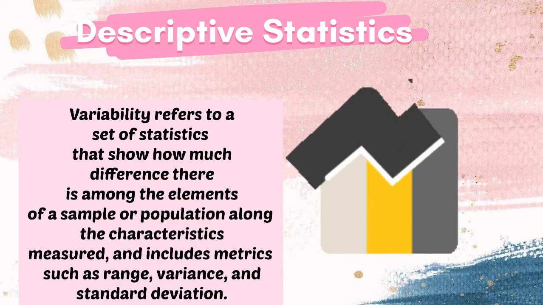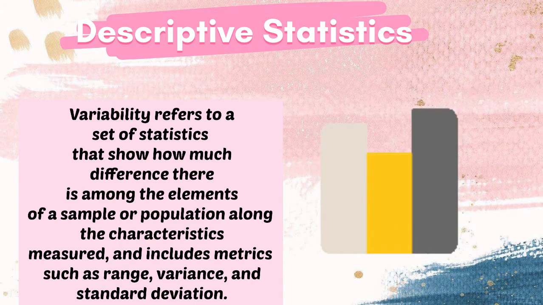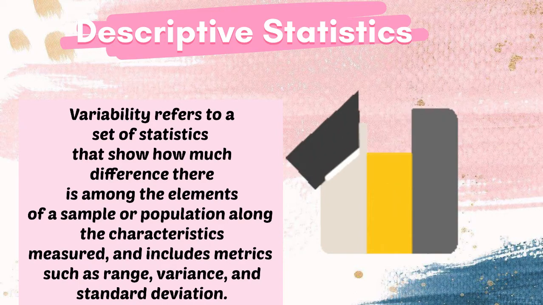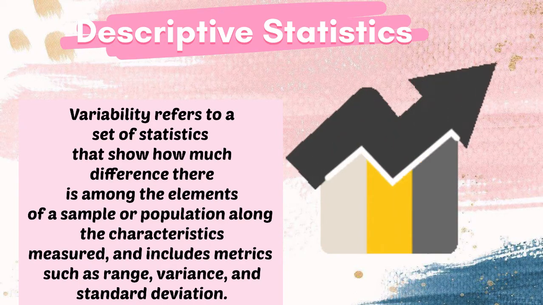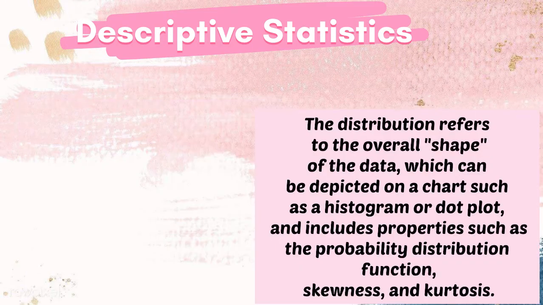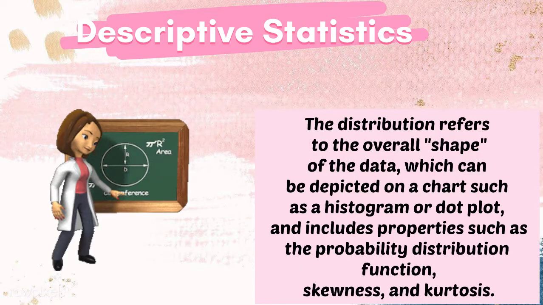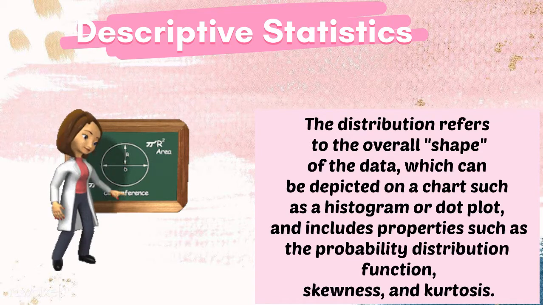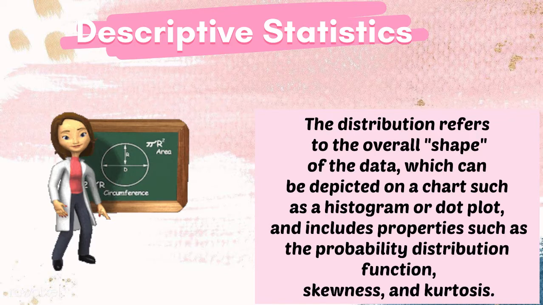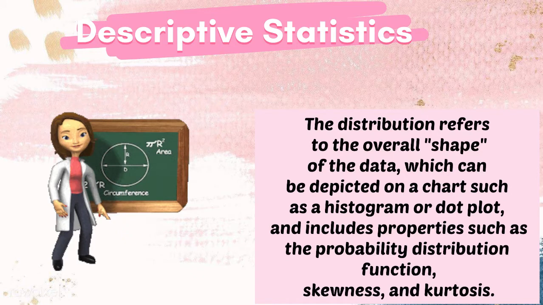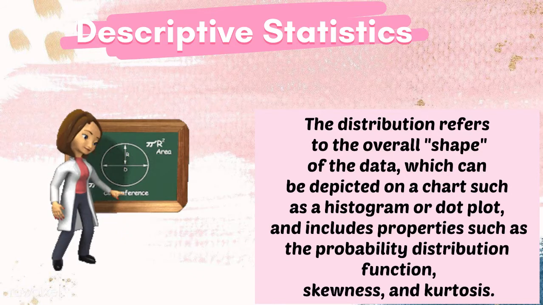Variability refers to a set of statistics that show how much difference there is among the elements of a sample or population among the characteristics measured and includes metrics such as range, variance, and standard deviation. The distribution refers to the overall shape of the data, which can be depicted on a chart such as a histogram or dot plot, and includes properties such as the probability distribution functions, skewness, and kurtosis.